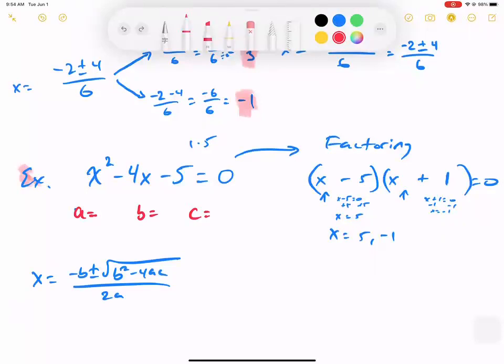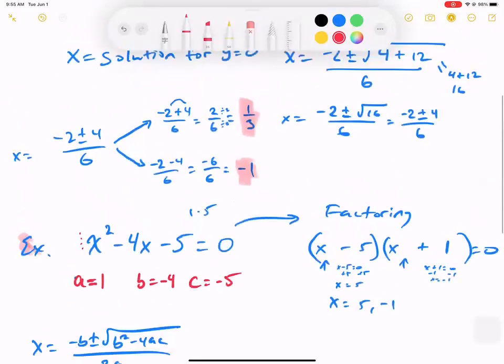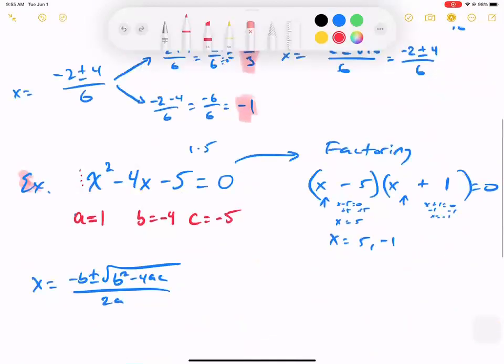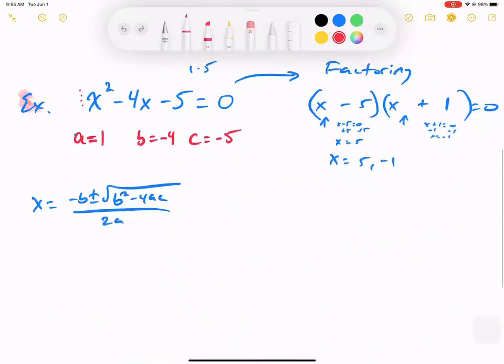A is, what's invisible here? It's an invisible 1. So if you don't see a number, remember it's going to be an invisible 1 for us. Our b is going to be negative 4. Our c is going to be negative 5. So you take the sign along with it. In our original form here, a, b, and c were all positive. So if you want to bring along a negative, sure, bring along a negative, but remember to take it with you.